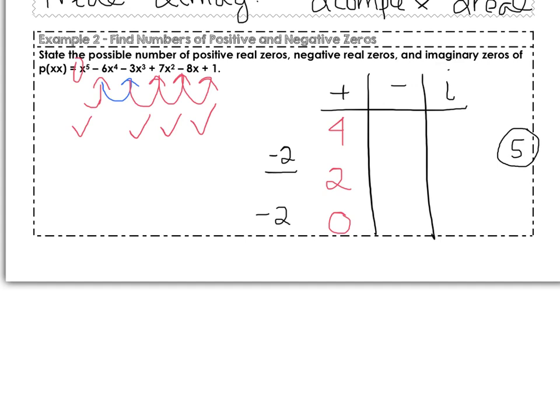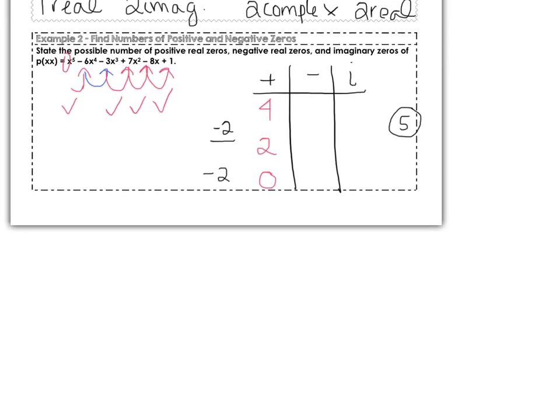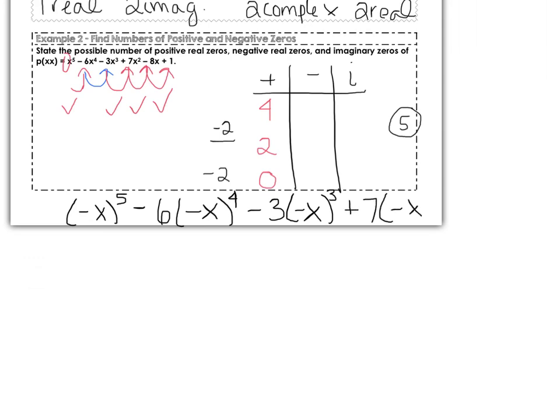Now to determine the number of negative roots, we're going to need to plug in negative x for x and see how it impacts the sign. So now we plug negative x in here. We're going to plug it in everywhere. Okay. One of the great patterns with this is that if you're plugging it into an odd degree term, the sign will change. Think about it. A negative times a negative is a positive, so it's not going to impact what it's being plugged into here. Okay? So negative x to the fifth becomes negative x to the fifth.